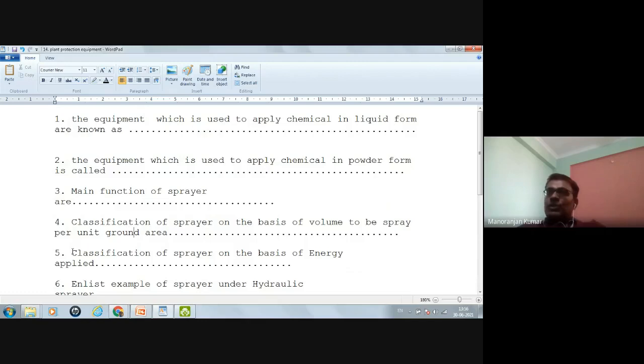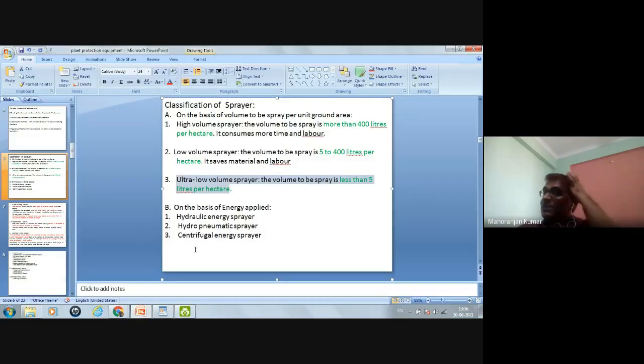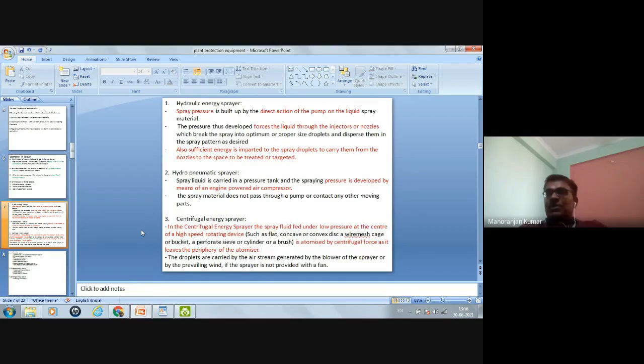Now, the fifth question: classification of a sprayer on the basis of energy applied. On the basis of energy applied, the sprayer is classified into three types: hydraulic energy sprayer, hydropneumatic sprayer, and centrifugal energy sprayer. Okay, here is some description of these three types. Hydraulic energy sprayer: in this case, there is direct action of the pump on the liquid spray.